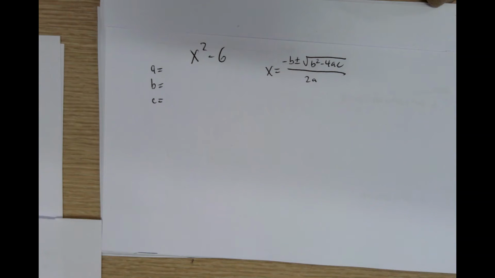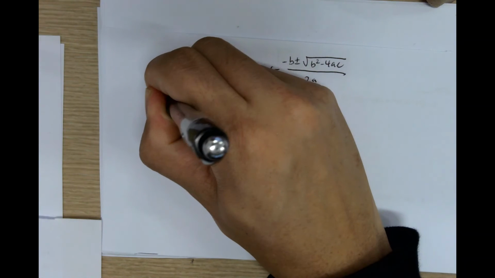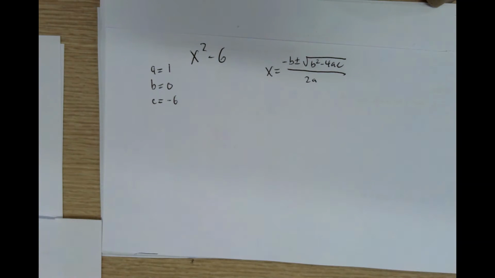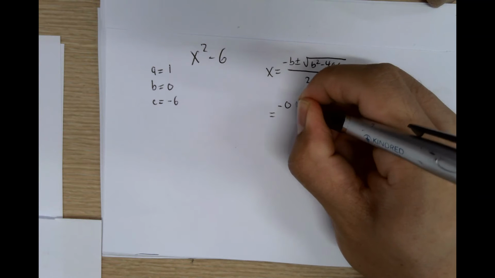If you're not sure what a, b, and c are, hopefully you put it down and you can check. A would be 1, b would be 0, c would be negative 6. Okay, so again, this is part 3 of the problem, is that you would go ahead and plug it in. You would use the quadratic formula to find the last two roots. So it would be negative 0 plus or minus the square root.